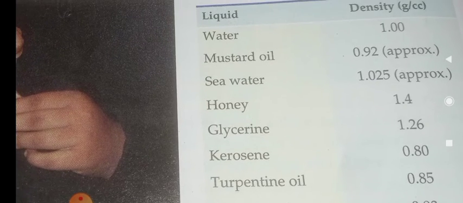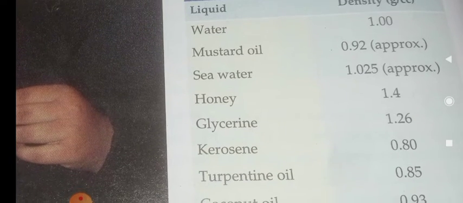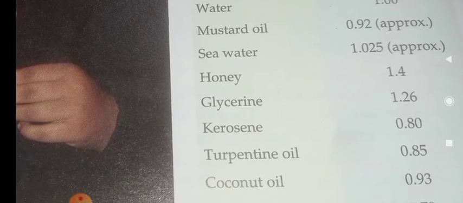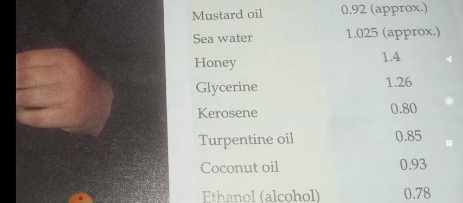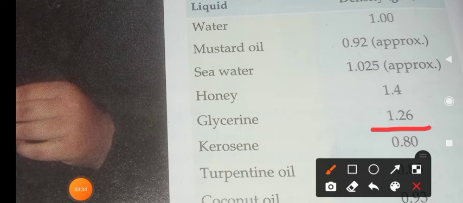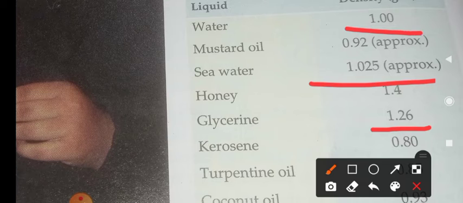Among these common liquids, which is the most dense, children? Yes, of course it is glycerin. Glycerin's density value is 1.26, isn't it? So it is denser than the other given liquids. Next comes the seawater, and next comes the water.